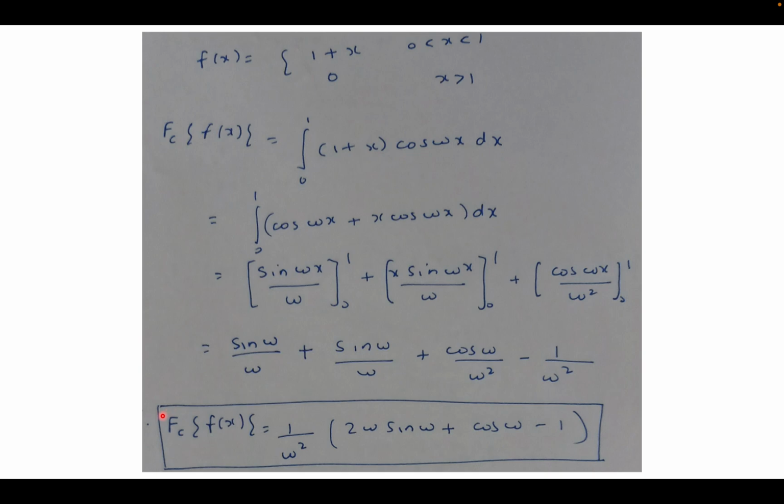So basically the Fourier cosine transform of the function f of x can be written as, so here I can take omega square outside, right? So 1 by omega square outside I can write, and then these two are the same, so it will give me 2 omega sin omega, because here I have only 1 omega. So when I take omega square common, then 1 omega will go into the numerator. So I will have 2 omega sin omega plus cos omega minus 1, because both these expressions have omega square in the denominator. Okay. So I hope this question is again clear, and this was a fairly easy question.